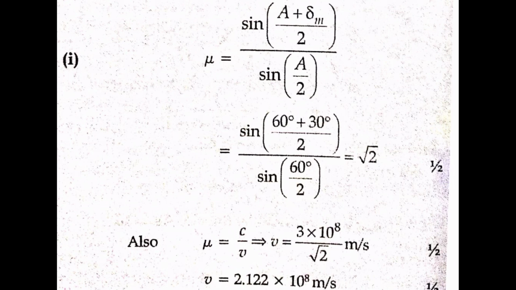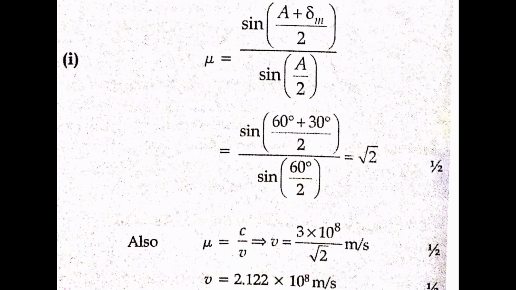So here we can use the equation, that is mu or n, that is refractive index is equal to c by v. Okay, so from that we can find v. v will be equal to c by mu. So how we can find mu or the refractive index of the prism? Yes, for that we can use the equation mu is equal to sin (A plus delta m) by 2 divided by sin A by 2, or we can use the other symbols also, n is equal to sin (A plus D) by 2 divided by sin A by 2. So the same equation that we can use here.